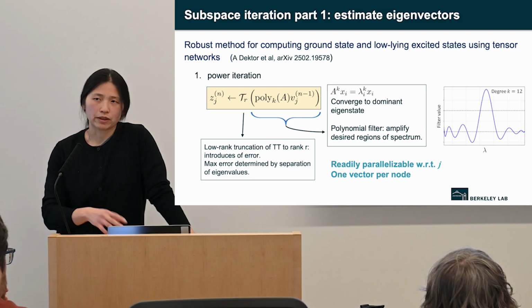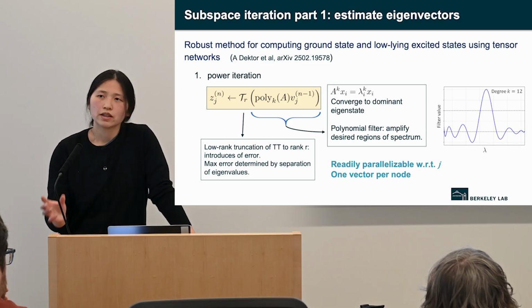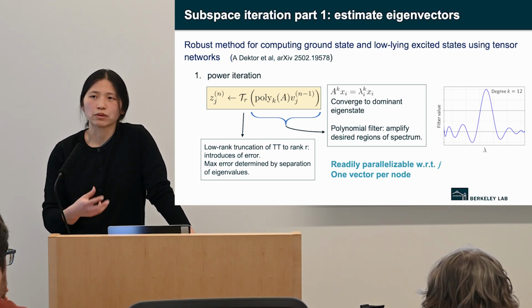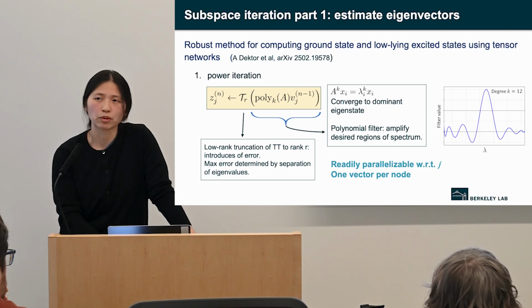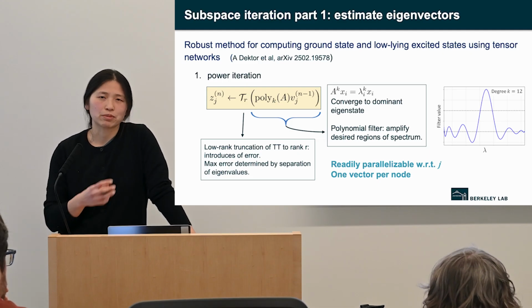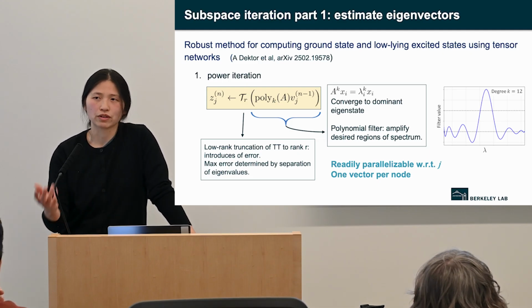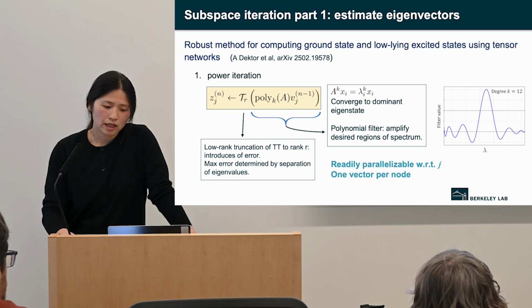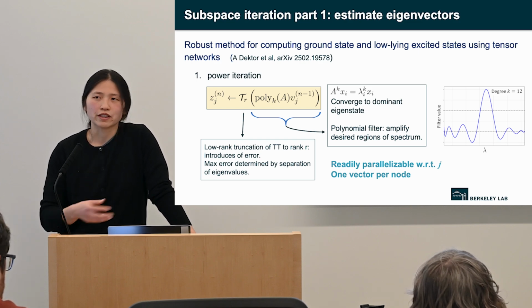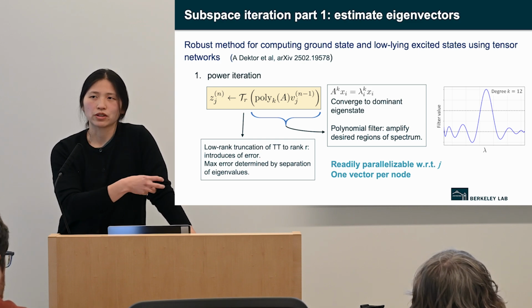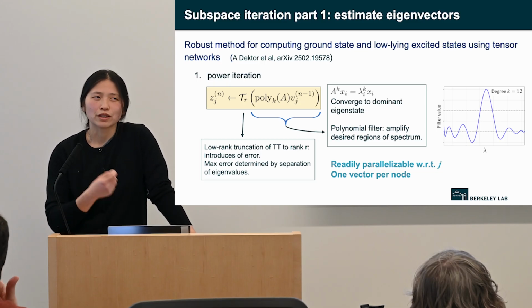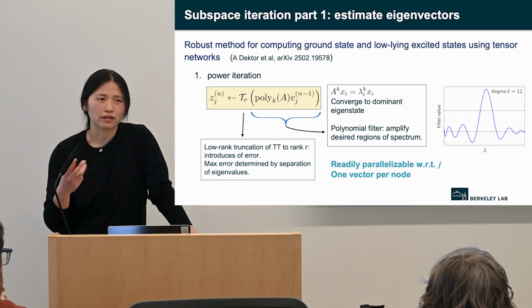So the first step, power iteration. The yellow box is the expression that we're working with. We see that we're applying some polynomial expression of A to each of the vectors B. The idea of power iteration is that as you apply this matrix A to any random vector, you'll eventually converge to the dominant eigenstate.